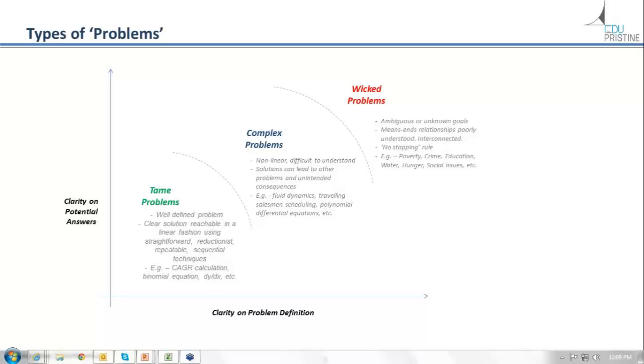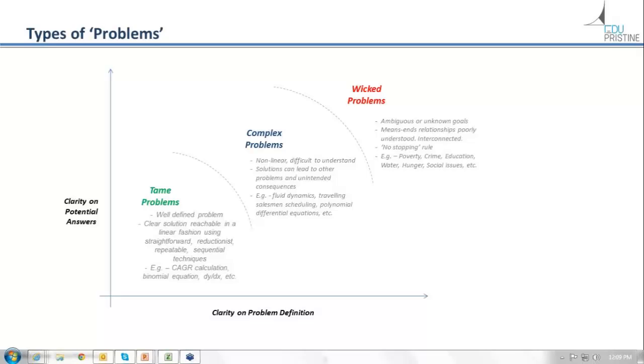Then there are complex problems, which are non-linear and difficult to understand. If people have an engineering background, you will understand those. Fluid dynamics is a problem like that. The traveling salesman problem is a problem like that. Higher degree polynomial differential equations are problems like that. So there's no one solution to one problem. There might be multiple solutions. The complex problems are slightly higher in terms of difficulty to deal with.